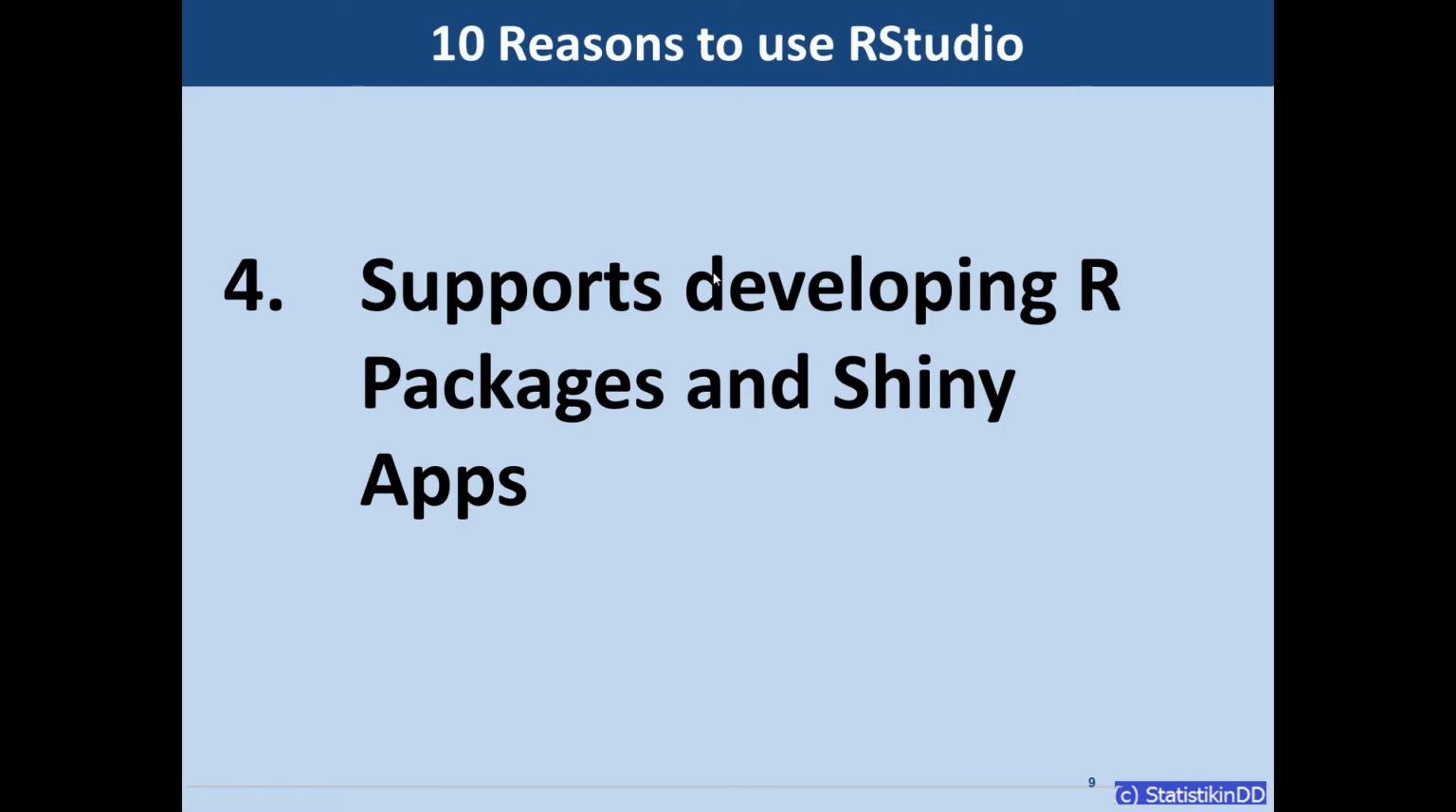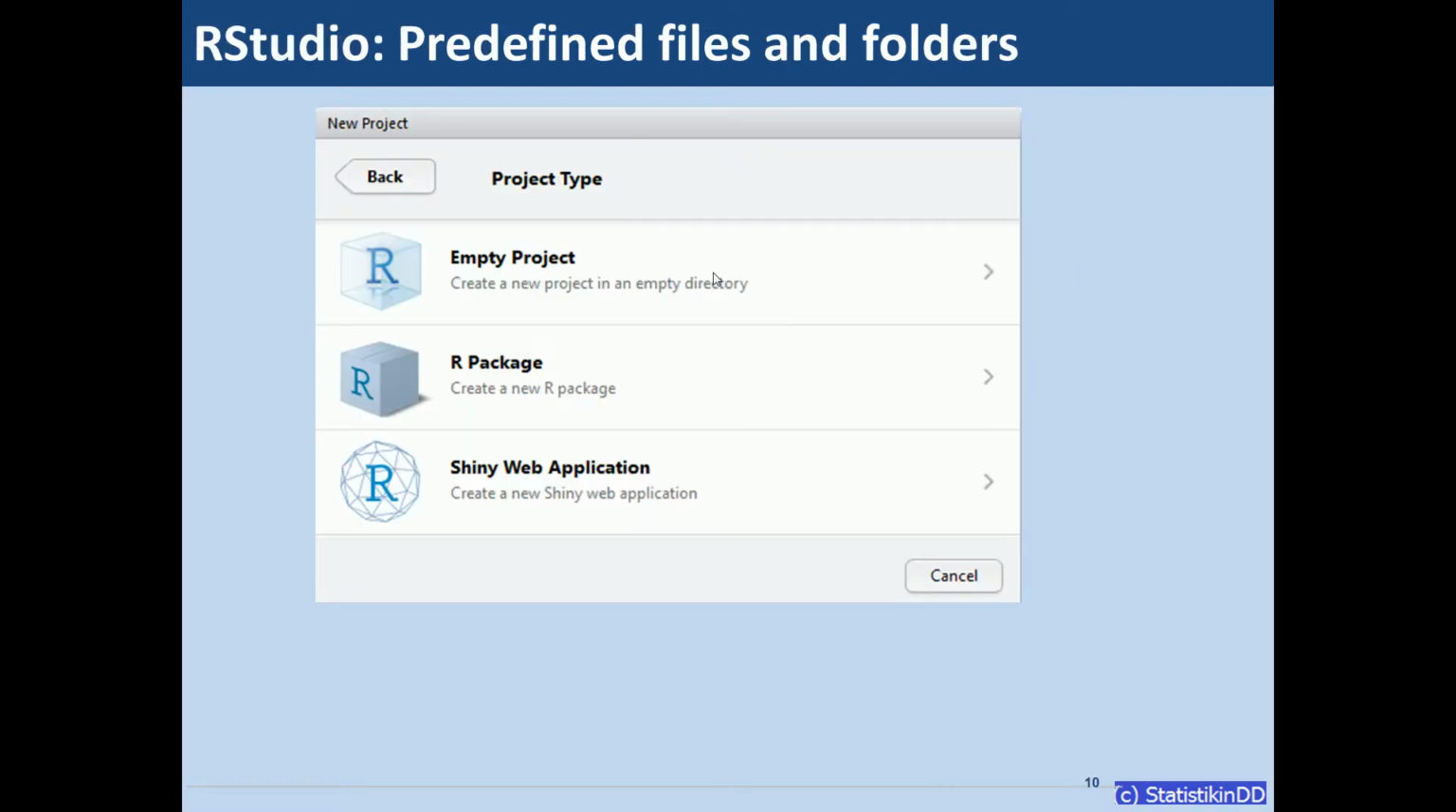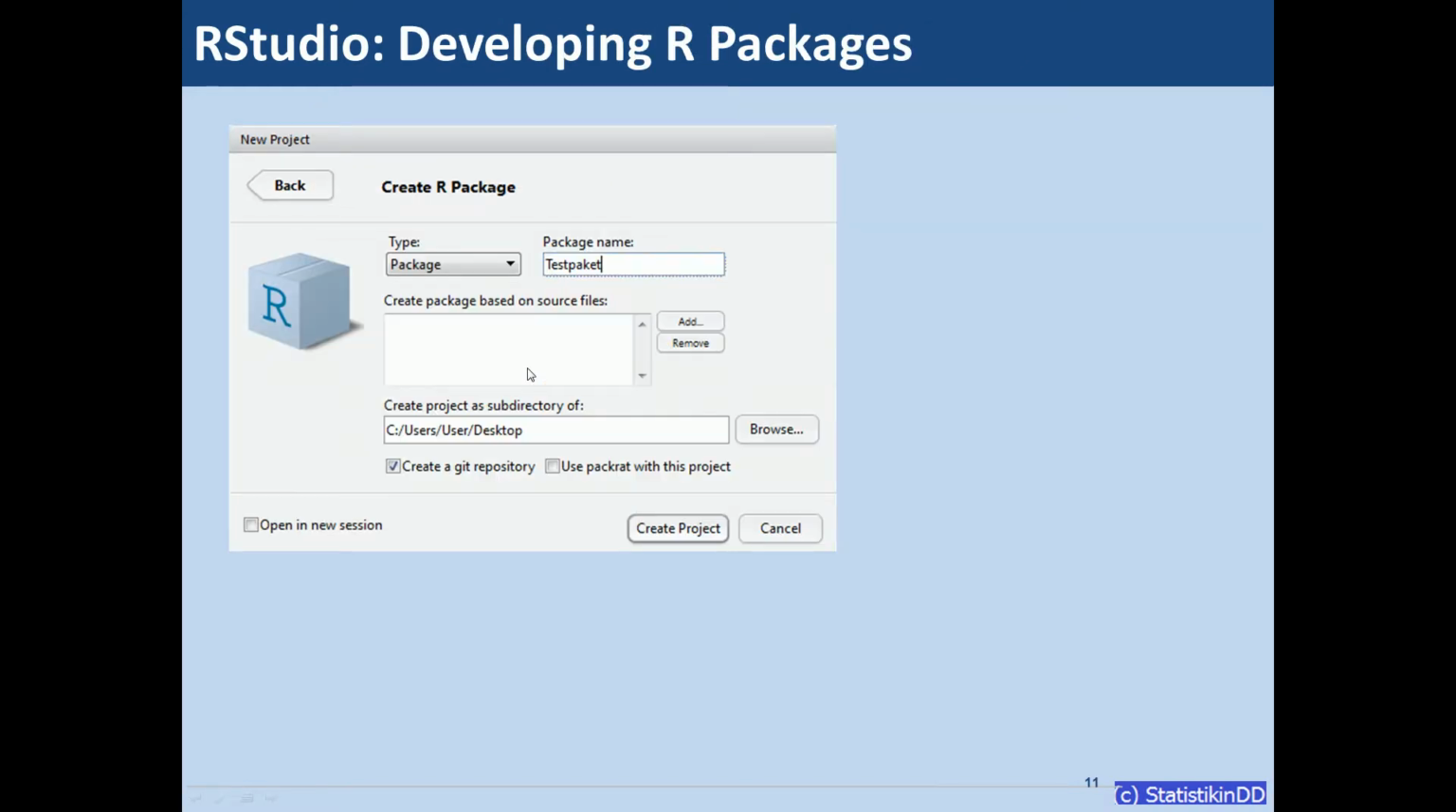The fourth reason to use RStudio is that it supports developing R packages and Shiny apps. Doing this requires a certain structure for your folders and files, and when creating a new project, you can choose to start with an empty project, but you can also choose an R package or a Shiny web application. We start with an R package. This is the menu you get.